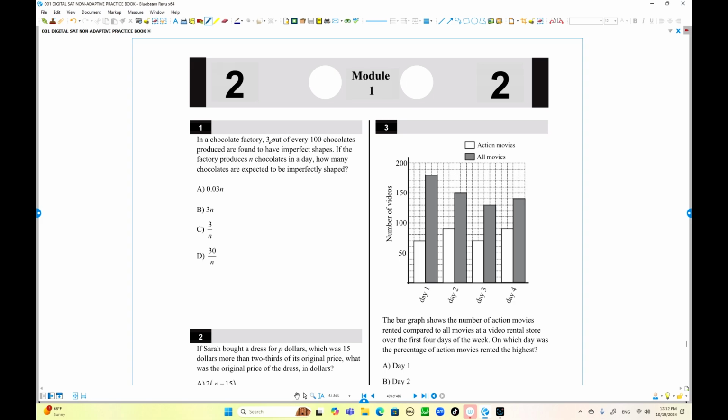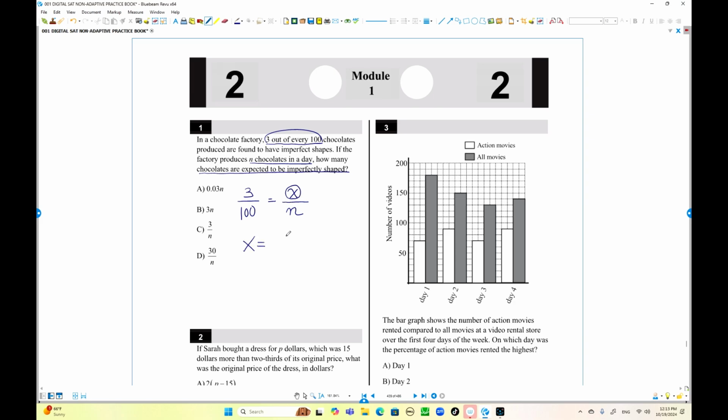Here is number 1, the reading question. 3 out of 100 chocolates produced are found to have imperfect shape. So if we produce n chocolates, how many chocolates are expected to be imperfectly shaped? That's the ratio of it, right? 3 over 100 equals x over n, where x is the number of imperfect chocolates. So we're going to find the value of x in terms of n.